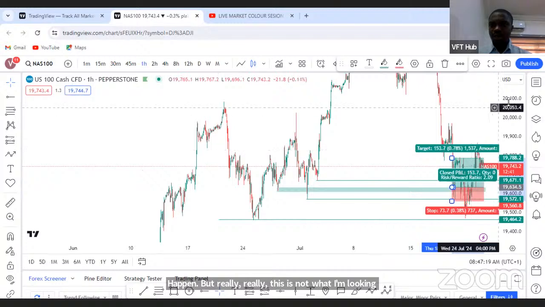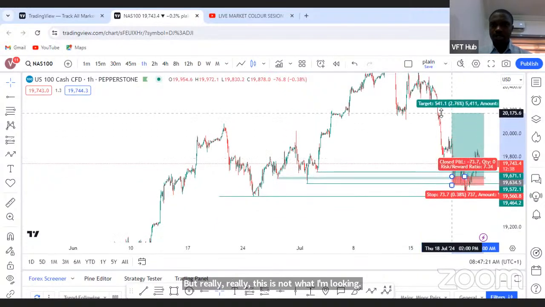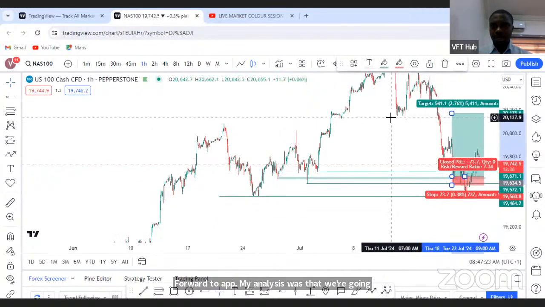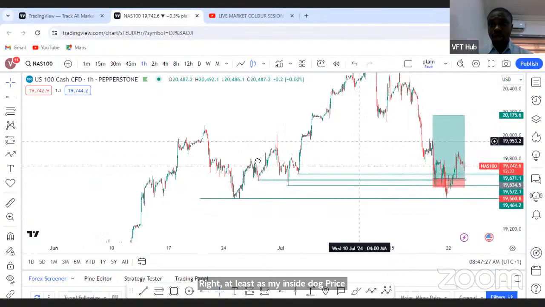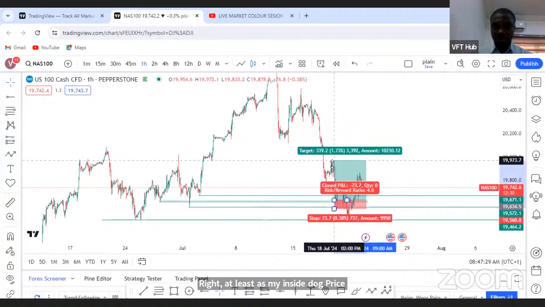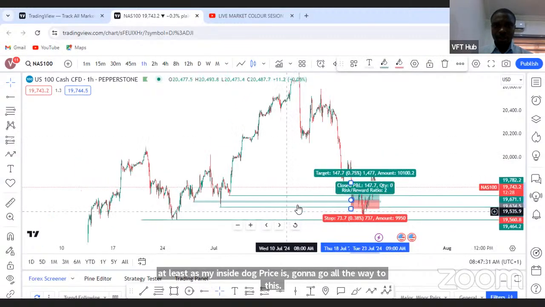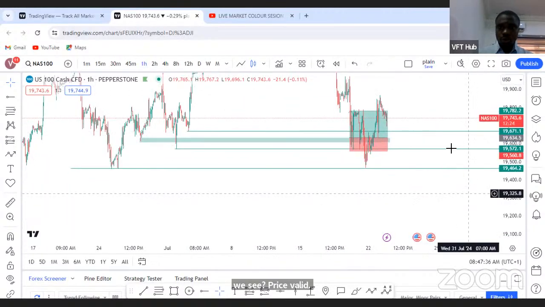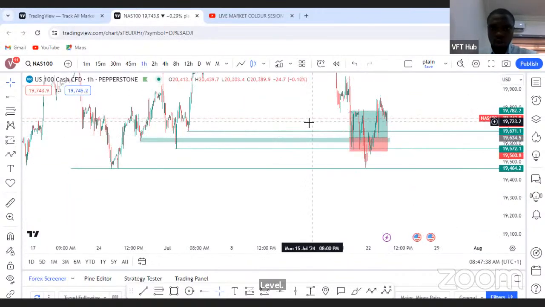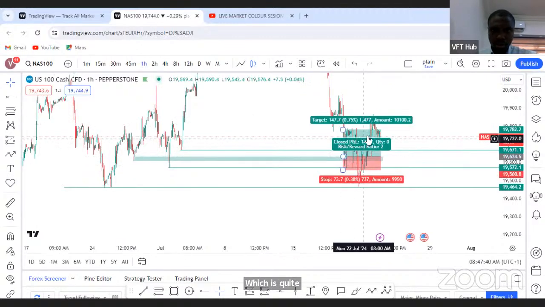My analysis was that we're going to buy at least up to this guy here, right? At least that was my insight, that price is going to go all the way to this level. But we didn't see that happen. Instead, what did we see? We saw price violate our level, which is quite normal because of this that we've seen.